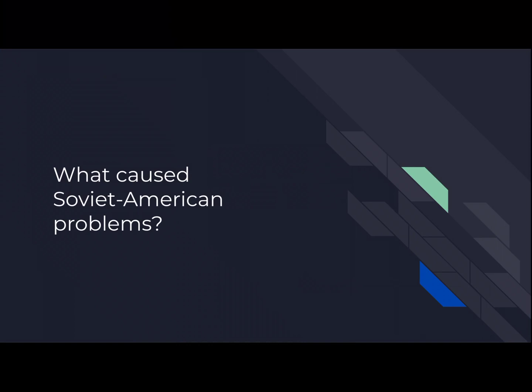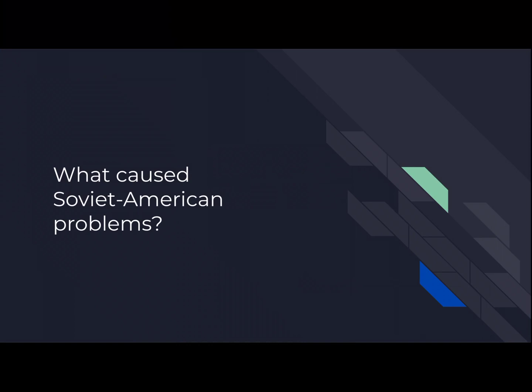Also adding to the tension was the fact that Stalin refused to allow democracy in Poland and other parts of Eastern Europe. President Harry S. Truman reminded Stalin of his promise at Yalta to allow free elections in Eastern Europe, but Stalin wouldn't listen to Truman. He set up communist governments in European nations occupied by Soviet troops. They became satellite nations, countries that depended on and were dominated by the Soviet Union.